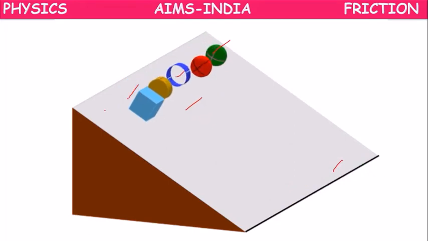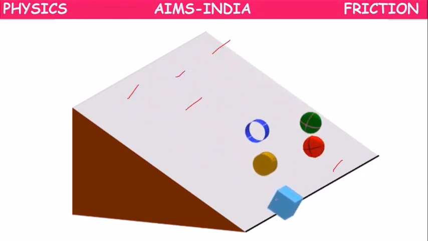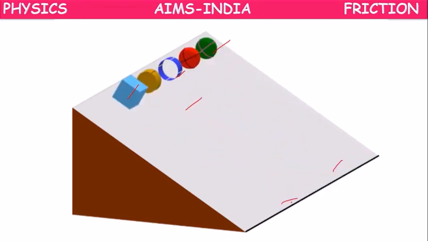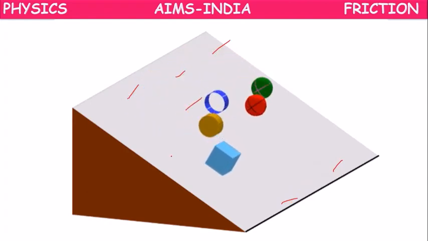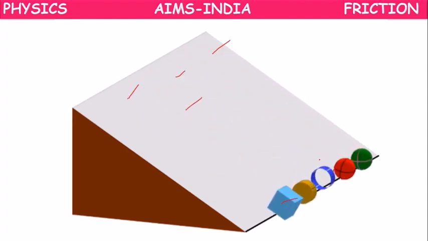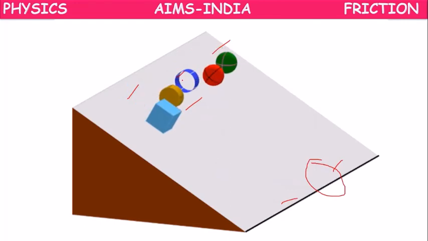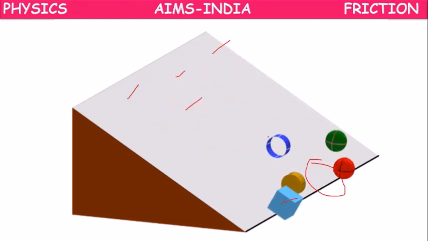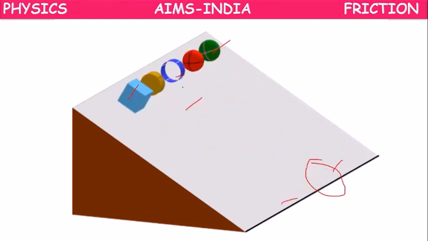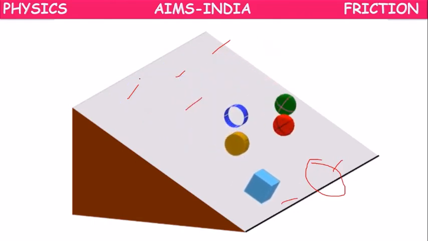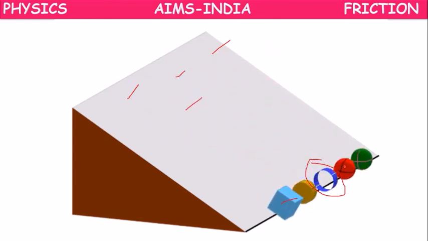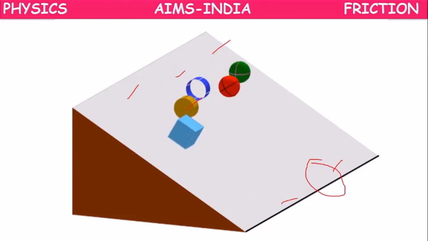So that's why some of them come early. This square block is touching the ground early, and this bangle shaped one is touching the ground late. Because the surfaces in contact are different, the time taken by them to reach the ground is also different.